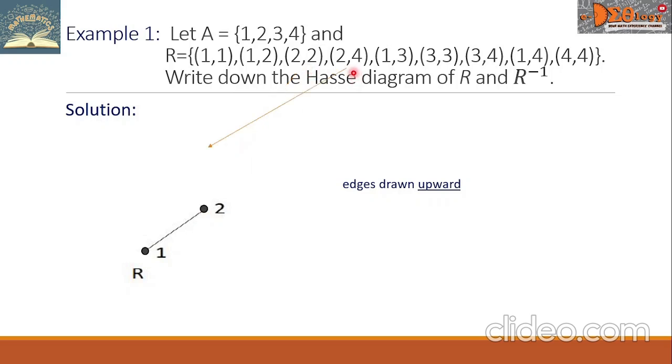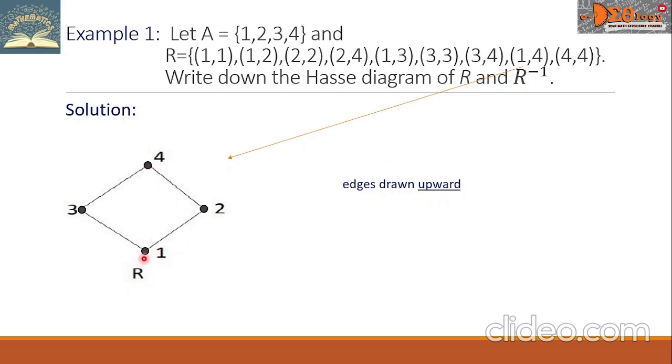Then we have (2,4), so we connect dot 2 with dot 4. Then we have (1,3). We will now connect dot 1 to dot 3, and the (3,3), this dot 3 here is enough to represent (3,3). Then we have (3,4). We connect 3 to 4. Next is (1,4). There is already a way that connects dot 1 to dot 4.